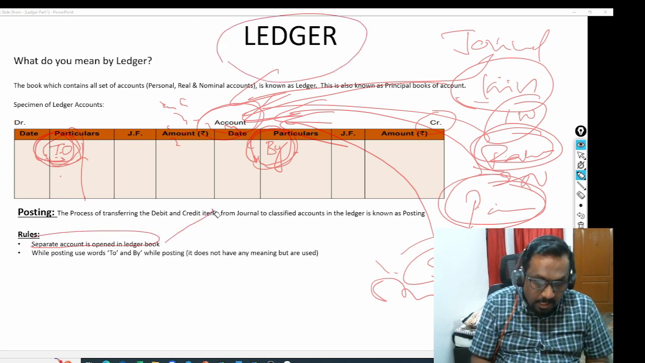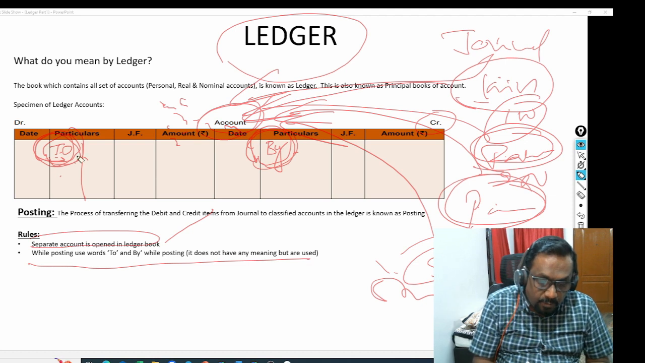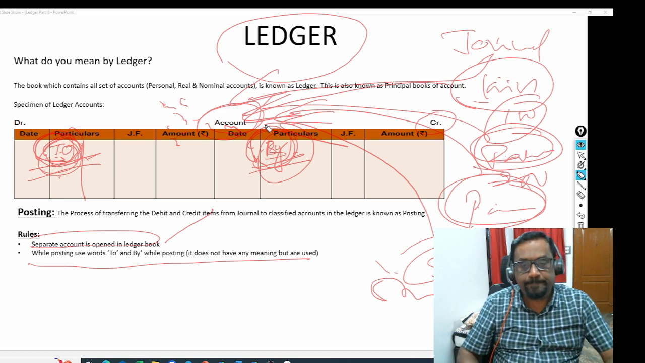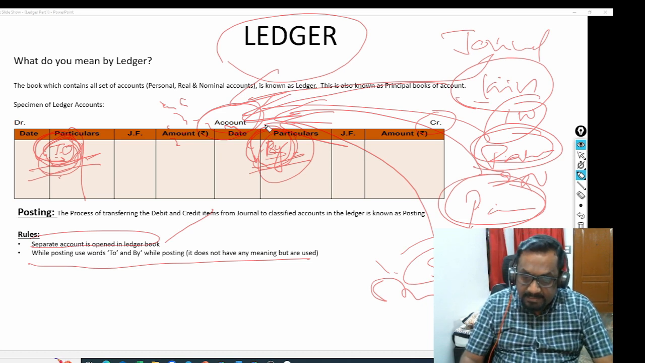This is one rule. And the second rule is, whenever you are posting a transaction in the debit side, you have to use the word "to". Whenever you are posting something in the credit side, you have to use the word "by". Is there any meaning? There is no meaning. Clear?